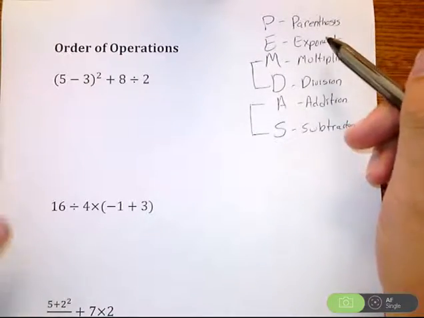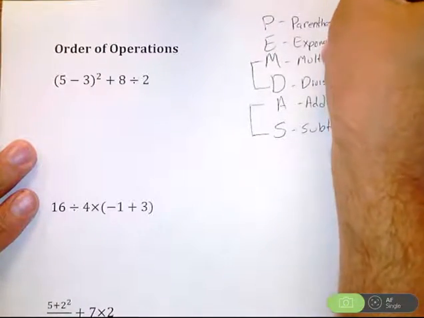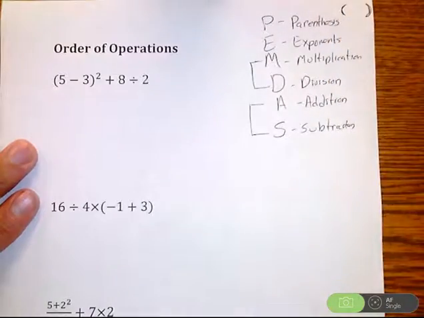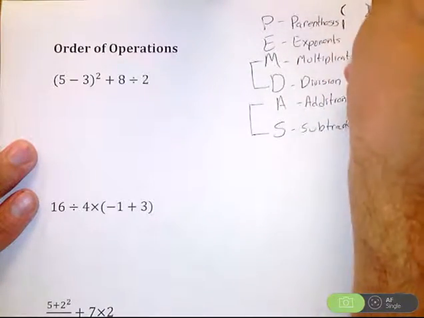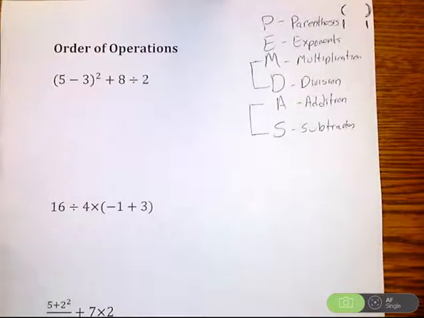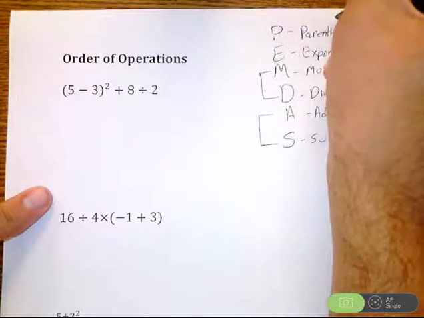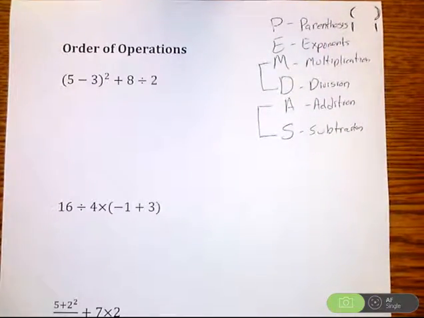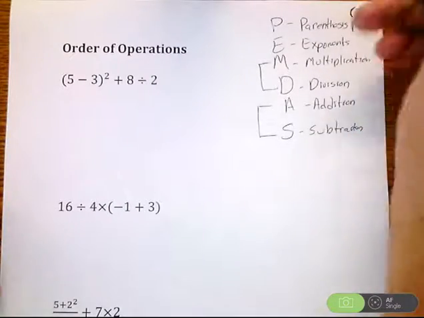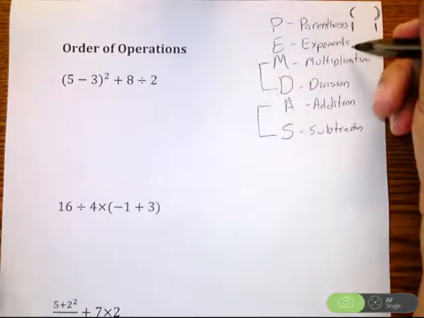So the first thing you're going to have is parentheses, which is basically just some sort of grouping symbol. So either parentheses, or absolute values will also provide a grouping symbol. Fractions will be involved as well. We'll talk about that shortly. Exponents, that's what you do next.